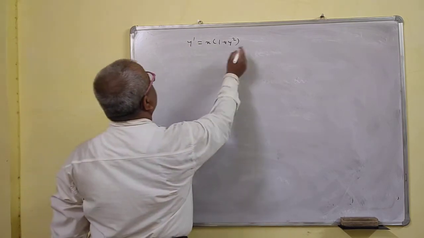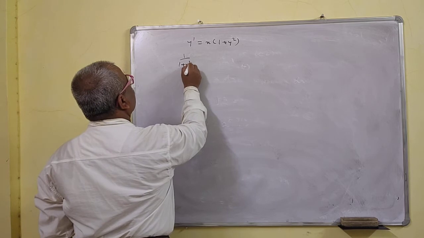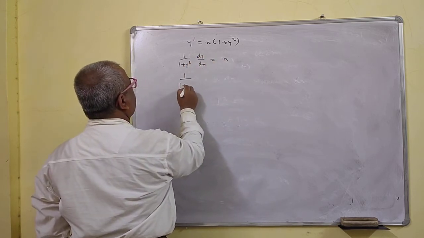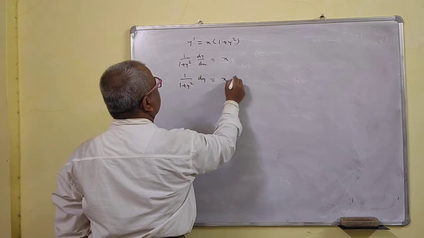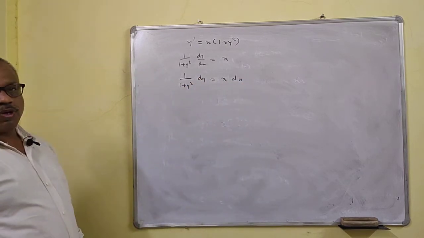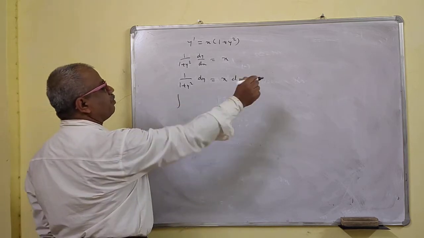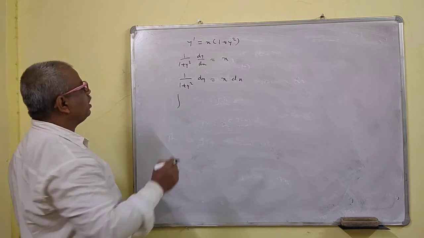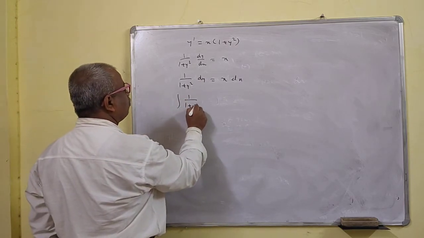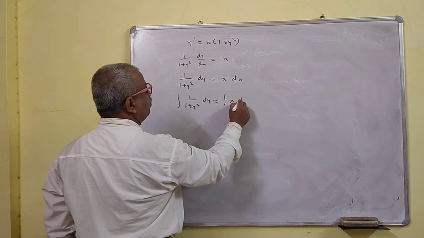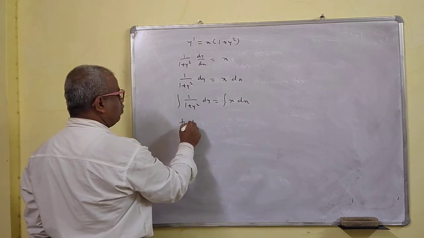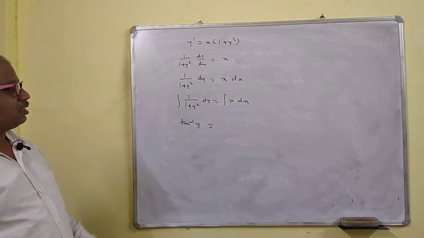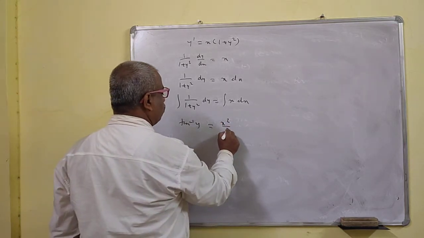Now we'll solve this. Again, this is the variable separable form. 1 plus y square, dy by dx is equal to x now. 1 upon 1 plus y square dy is equal to x dx. See, this is a function of y into dy, function of x into dx. We can integrate this. So integration of 1 upon 1 plus y square dy is tan inverse of y, and integration of x dx is x square by 2 plus c. So this is tan inverse y equals x square by 2 plus c.